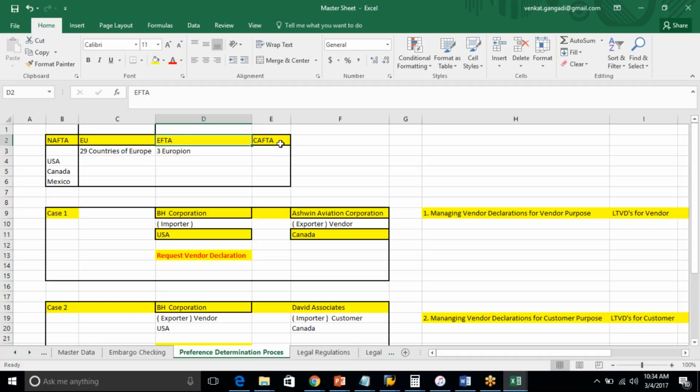And there is an agreement between Central American countries, all the small countries located between South America and North America. So basically, when you look at this NAFTA, what is going to happen?